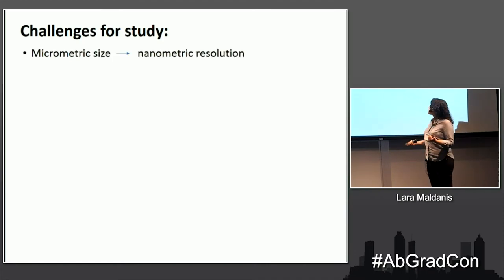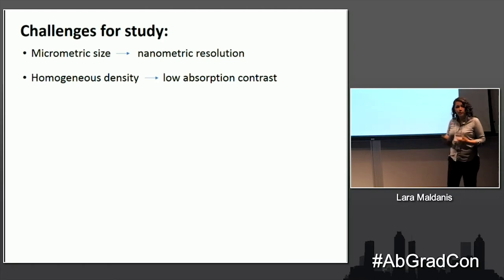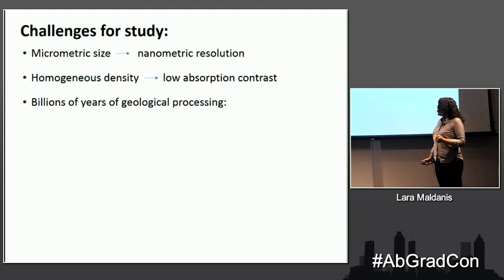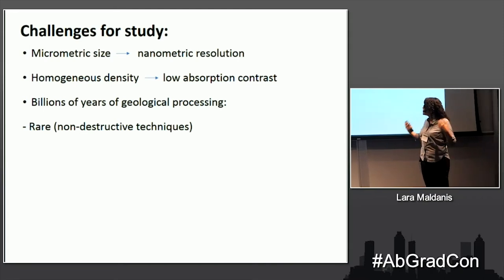The first reason is that they are micrometric size structures, which means that for analyzing them, we require nanometric resolution. They are organisms that are now rocks, so they have a homogeneous density. This is important, because most imaging techniques are based on absorption, and absorption is directly related to the density of the materials. And we cannot forget that these rocks passed through billions of years of geological processing, which means that first, they are rare. We don't have that many places on Earth where we can find really well-preserved Archean rocks.